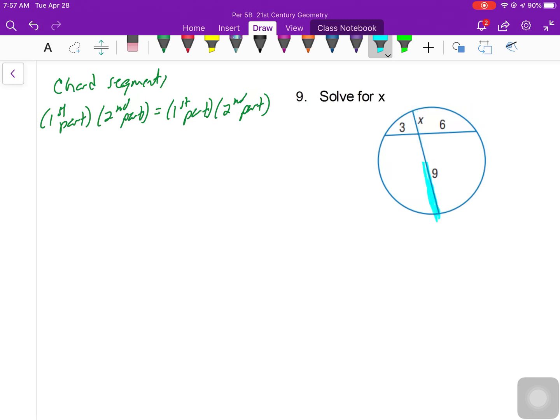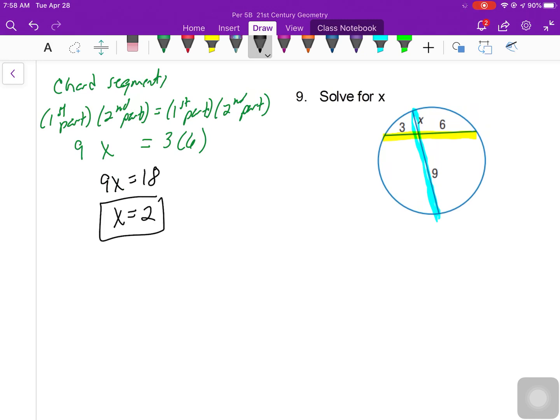And let's begin with the one that I've highlighted here in blue. If I take first part times second part, I'm going to take 9 times x. Then the one I'm highlighting here in yellow, first part times second part is going to be 3 times 6. And that's our setup. The rest of it is just going to be algebra. 9x equals 18. Divide by 9, x equals 2. And that's chord segments.